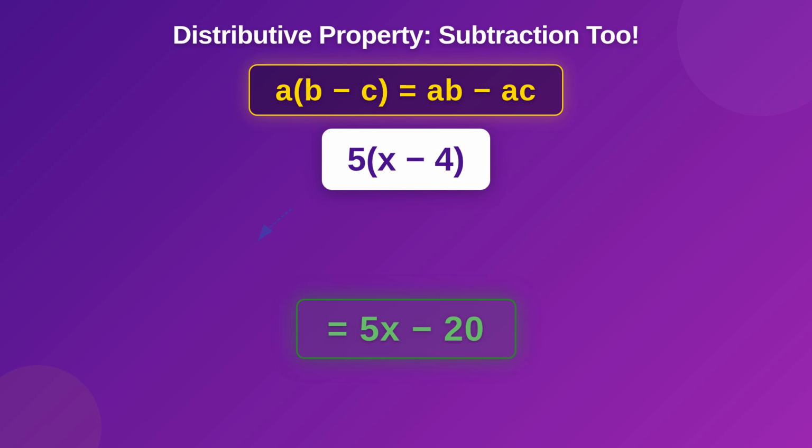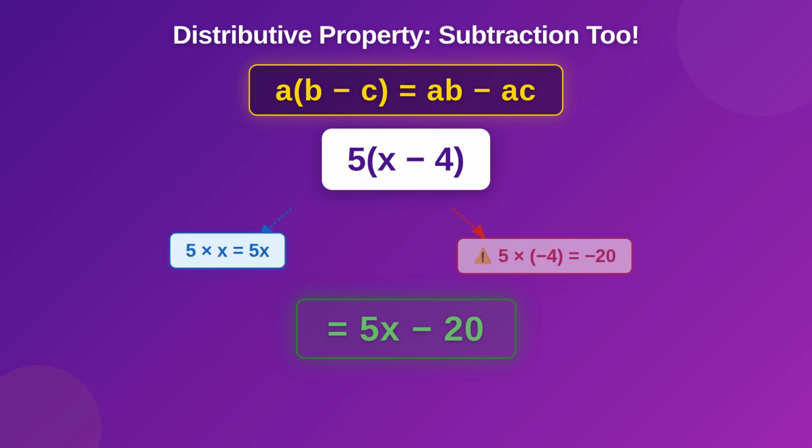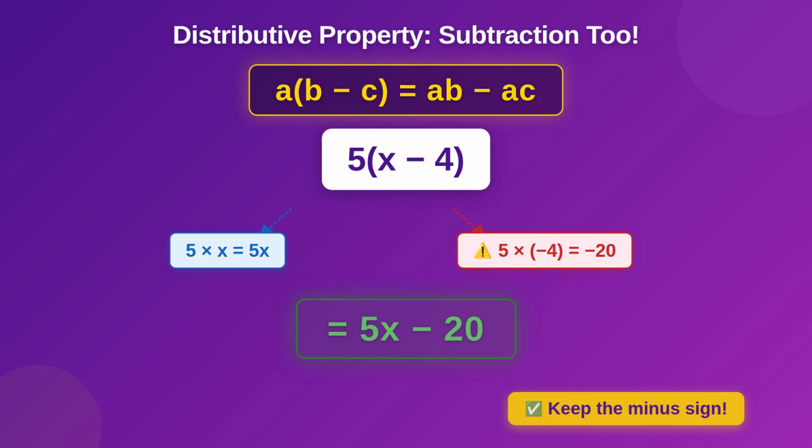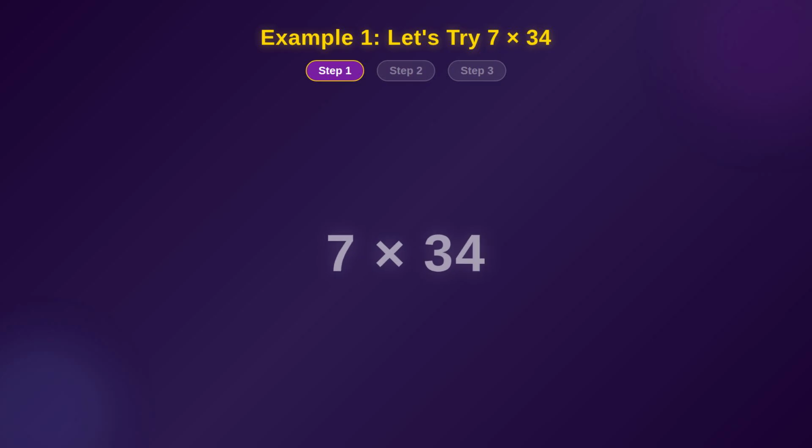Quick but important, the distributive property works with subtraction inside the parentheses too. Same idea, just watch that minus sign. Take 5 times the group x minus 4. Distribute the 5 to both terms. 5 times x is 5x, and 5 times 4 is 20, but we keep the minus sign. So the answer is 5x minus 20. The rule is a times open parentheses b minus c equals ab minus ac. Don't let that subtraction fool you. Just distribute and keep the sign.